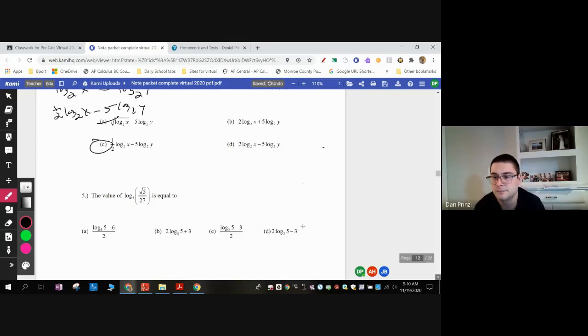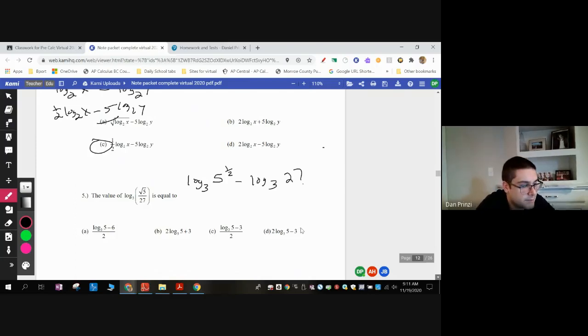Good so far? Okay. How about the next one? Log base 3 of radical 5 over 27. So you got log base 3. I'm going to write this as 5 to the 1/2, right? Minus log base 3, 27. Now, this one I thought they wrote the answer weird. Because remember, radical 5 is the same as 5 to the 1/2. Is everyone okay with that?